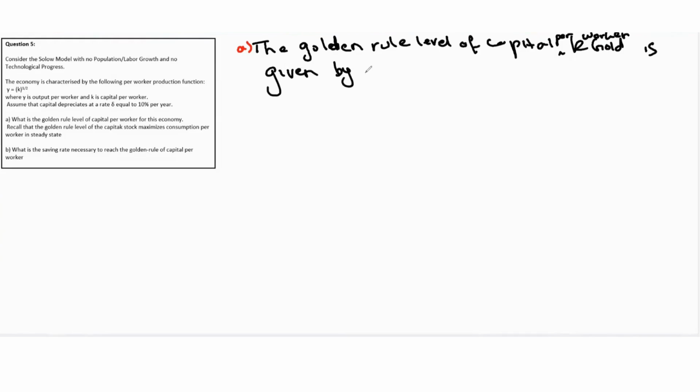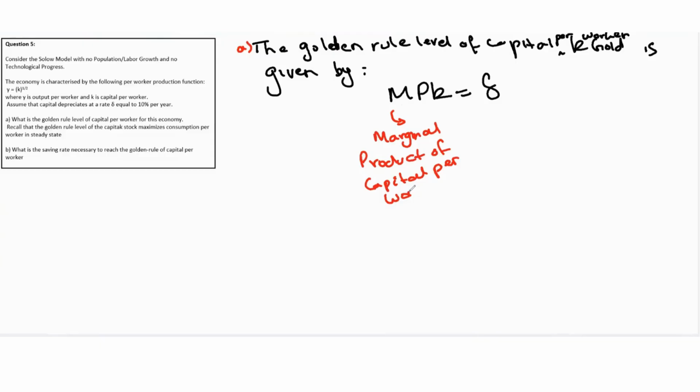So where do we find the golden rule level of capital per worker? It's given to us by where MPK is equal to delta. But remember, MPK is the marginal product of capital per worker, right? So this is the slope of our per worker production function. And delta is the depreciation rate.